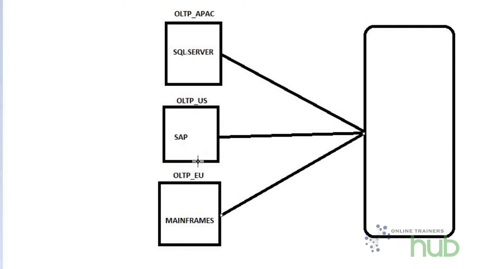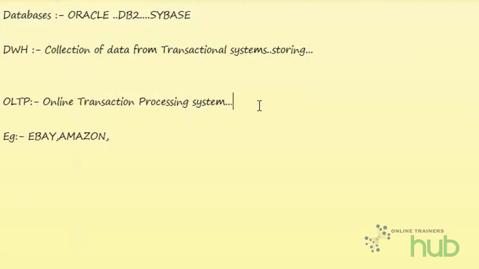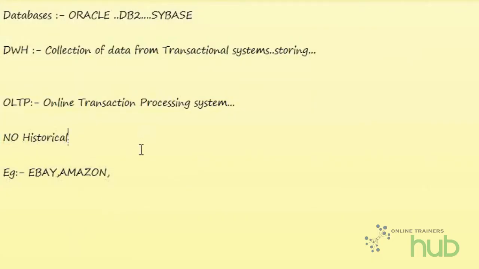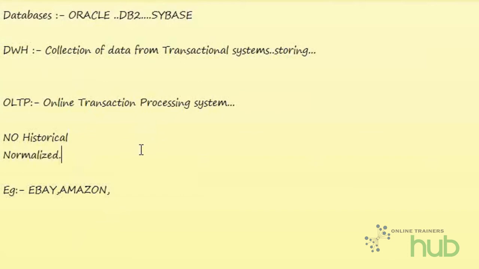We also have other reasons. OLTP systems do not store the historical data, so when you go to an OLTP system, you will not find history. Historical data plays a major role in analysis. Also, OLTP systems are normalized in nature. Normalized means data is distributed across a large number of tables, and analyzing data from a large number of tables is a complex process. That's why we are not using OLTP systems for analysis.